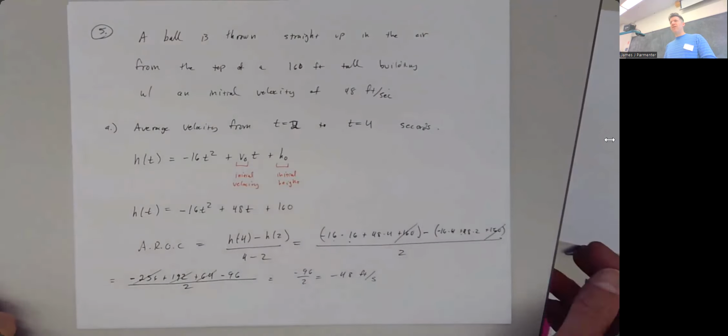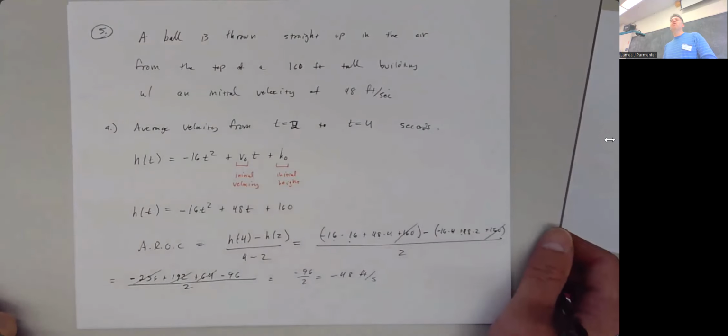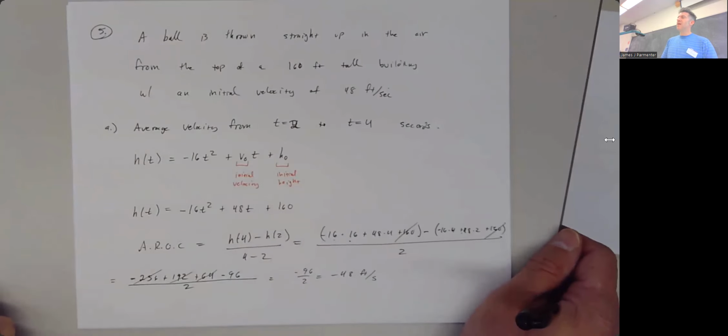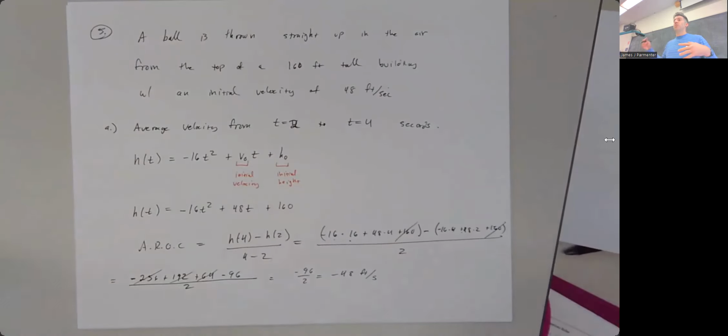I traveled negative 48 feet in 2 seconds. What does that mean? It means overall my position was lower than it started. So when we talk about position here, positive values mean we're going up, negative values mean we're going down. So if I went from a height of, say, 10 feet to 90 feet, my position would have increased by 80 feet, and my average rate of change would have been 40 feet per second.